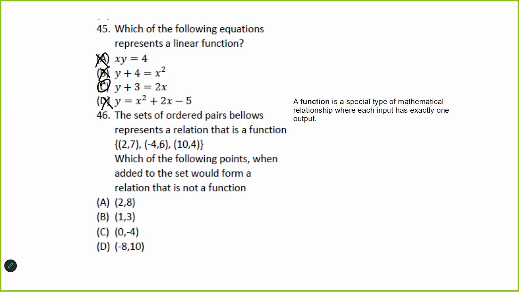So the x values are 2, negative 4, 10. I don't want any of these numbers to be repeated. If it has 2, negative 4, or 10 as its x value, this will not make it a function, so it would be A. Because if I have 2, 8, then I have many of my arrows going to, because 2 goes to 7 and 2 goes to 8. So that is why the answer would be 2, 8.